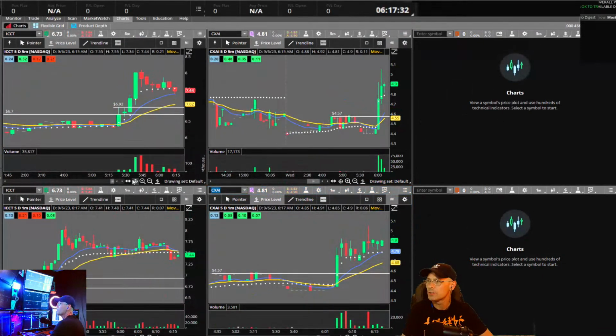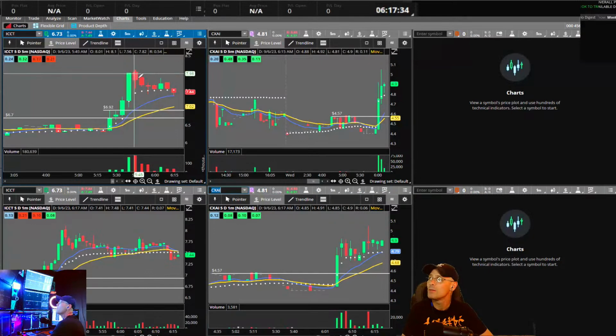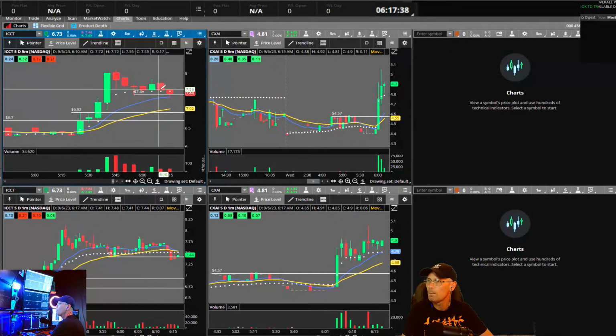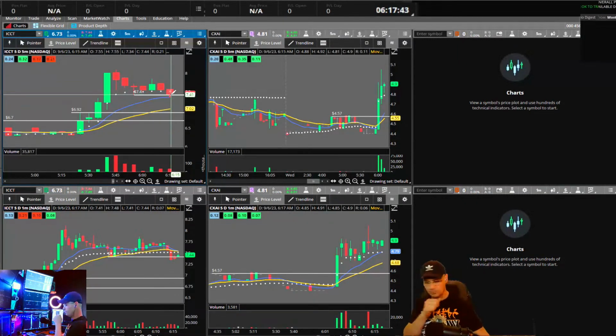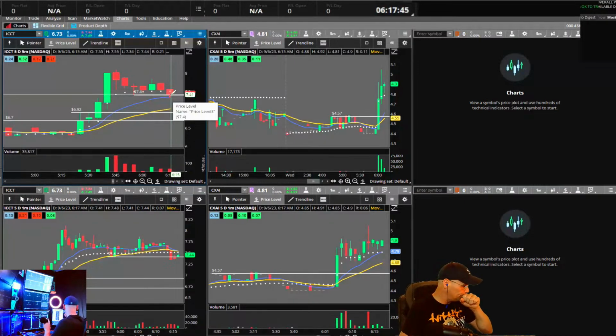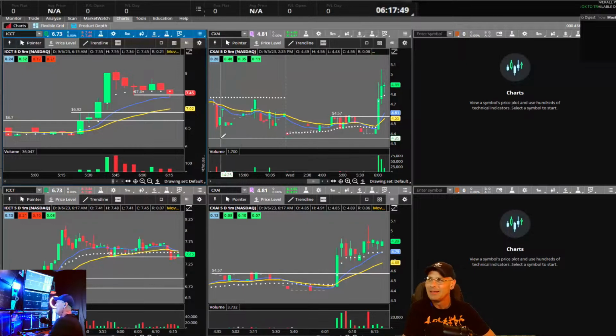So now I'll go to the smaller time frames. We have a 5-minute. Well, the bears want a 5-minute downtrend here.